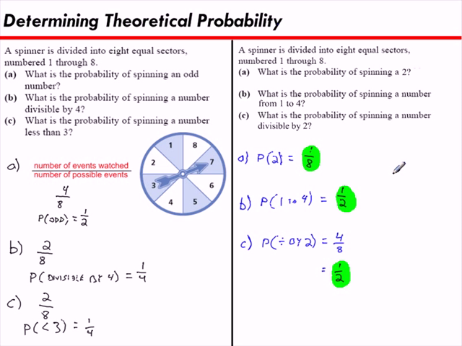Let's look at your answers. For A, the probability of landing on a 2 is 1 over 8. For B, the probability of getting a number from 1 to 4 is 1/2. And that's because 1 to 4, if you look at it, takes up half of the wheel. Then in C, the probability of landing on a number divisible by 2 is 4 over 8, and we reduce that to 1/2.